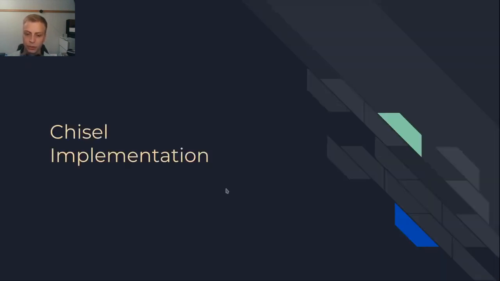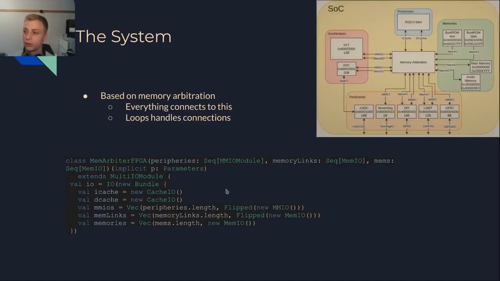So, the Chisel implementation of it all. I will here show some code examples just to show what Chisel can do and how I made it, to show why it's better than, for instance, VHDL or Verilog in this case. So the system is, as I mentioned, based on memory arbitration. Everything connects to the memory arbiter, and then a loop handles the connections.